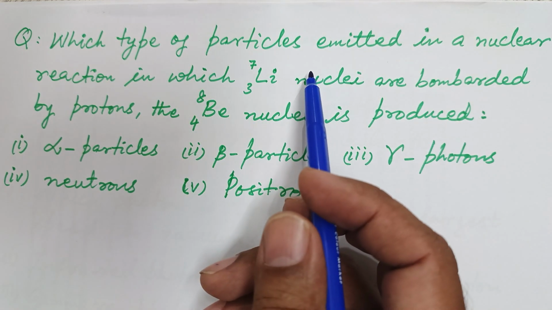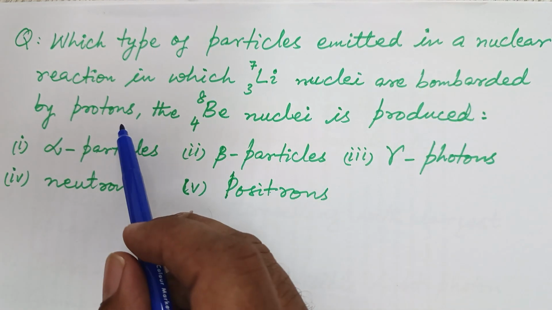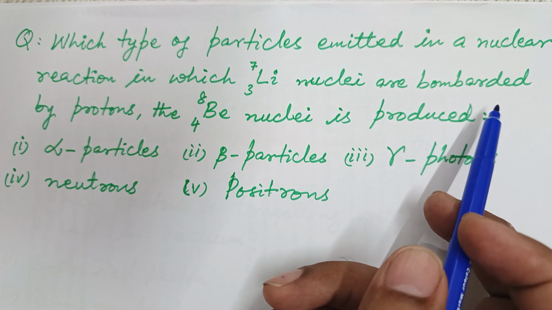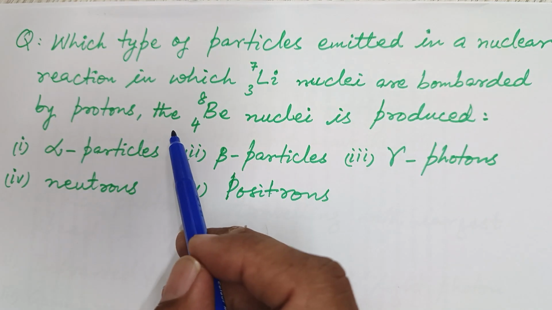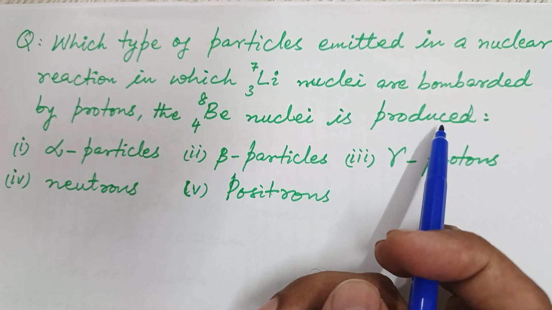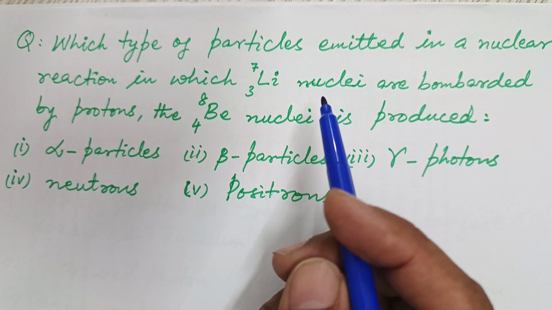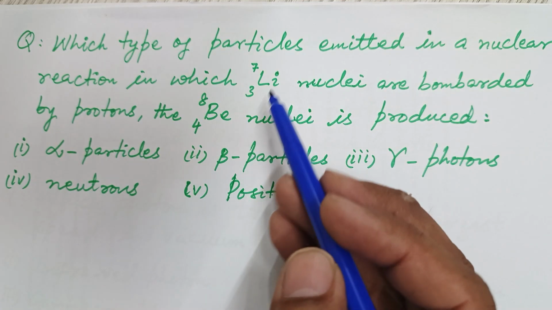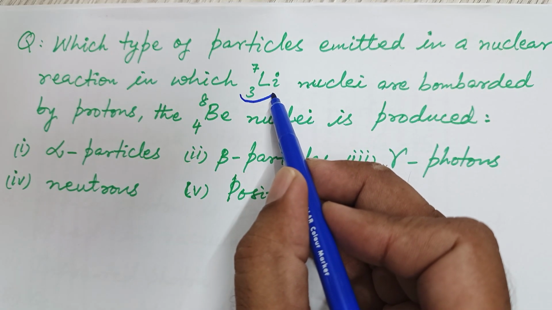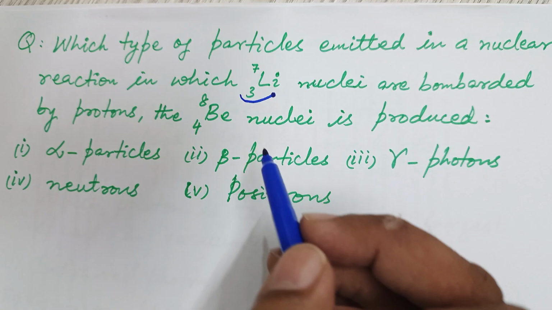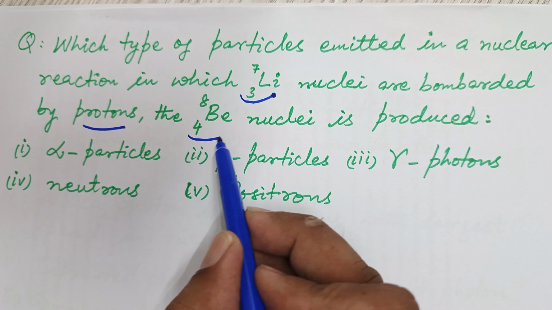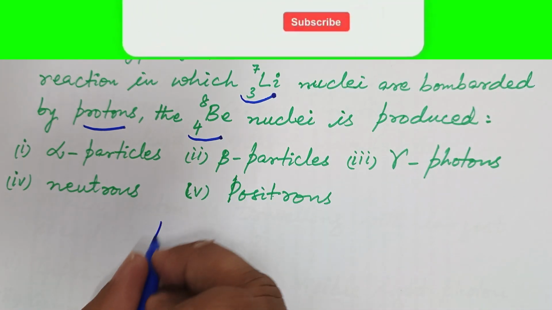Which type of particles is emitted in a nuclear reaction in which lithium-7 nuclei are bombarded by protons and beryllium-8 nuclei are produced? Okay, so the thing is, we have this first one, this is the reactant. This reacts with the protons and beryllium is produced. Fine. So write down the equation.